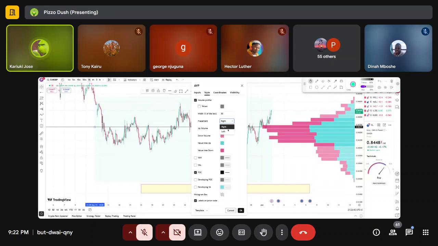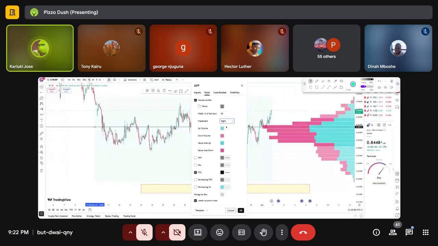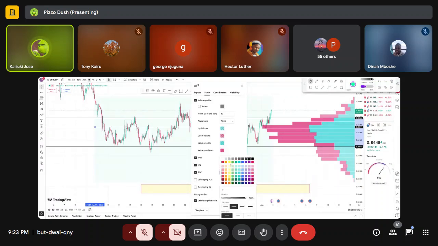So kuja hapa hivi kwa style. So for the placement, napenda sana ikiwa right, ikiwa left inakuwa a little bit tricky. But it's upon you, acha tu tuweke ikiwa right. Then I want you to mark VAH in terms of value area high, like that. Mark VAL, value area low. And then point of control obviously inakuwa marked.